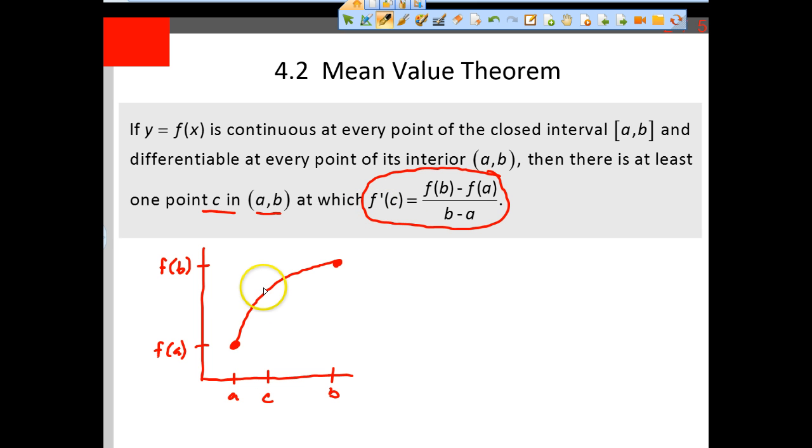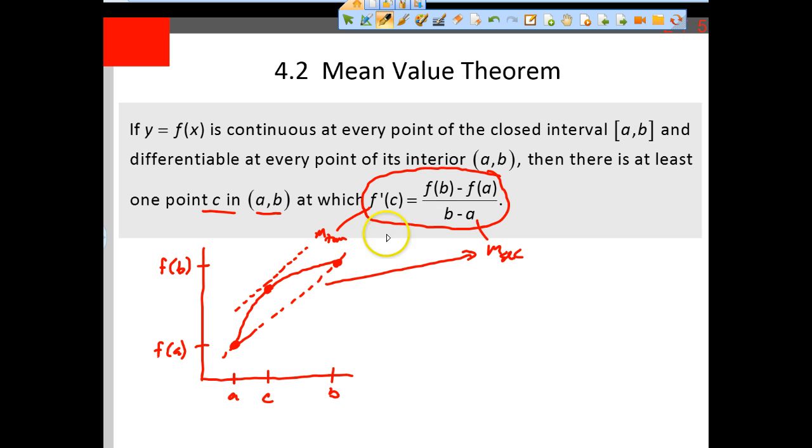Well, if you look at our graph, f prime of C would refer to the slope of the tangent line. So if I draw in this tangent line at C, f prime of C refers to the slope of that tangent line. So the slope of the tangent, f prime of C, is equal to f of B minus f of A over B minus A. Now, you might remember that that is actually the slope of the secant line, or also known as the average rate of change. So if I look at these 2 points, these endpoints, and I connect them with a line, that is actually the secant line.